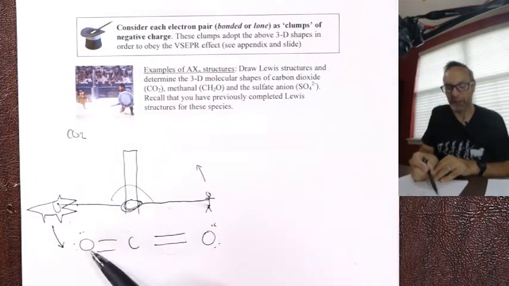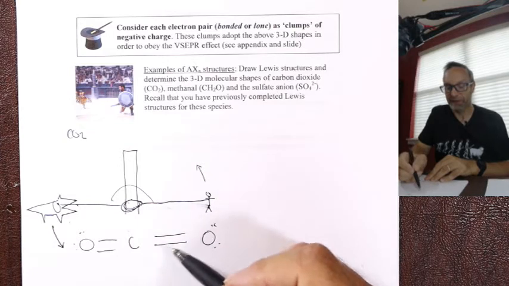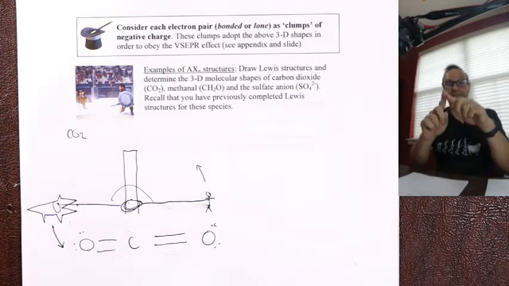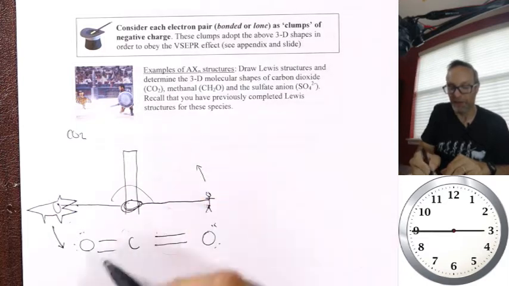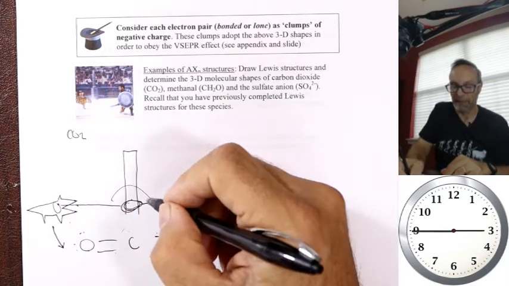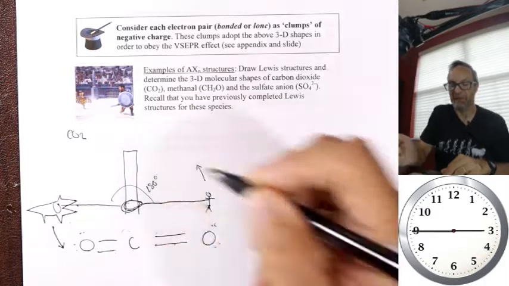What's that bond angle always? What's the bond angle between O, C, and O? Well, if it's as far away as possible, it's like a clock and it's quarter to three. So the electron clumps have repelled as far away as possible in the molecule, and that bond angle is 180 degrees.